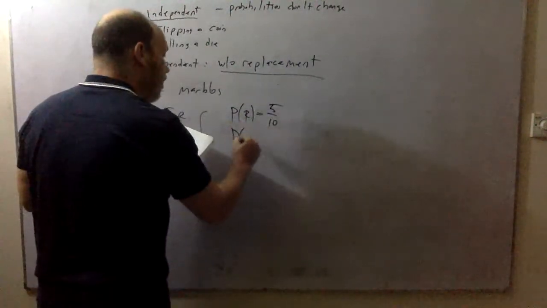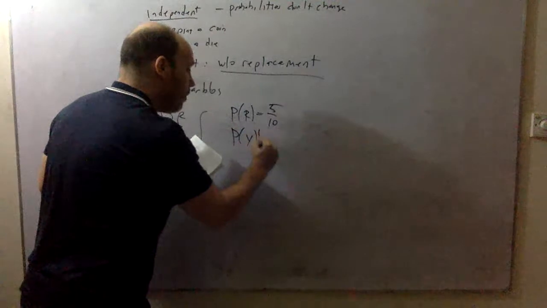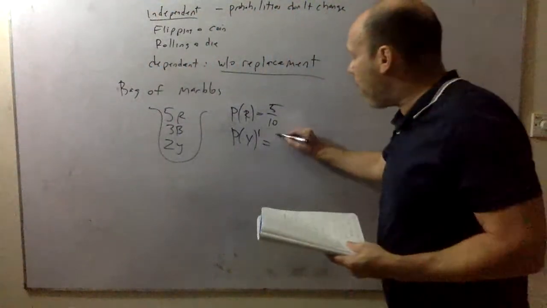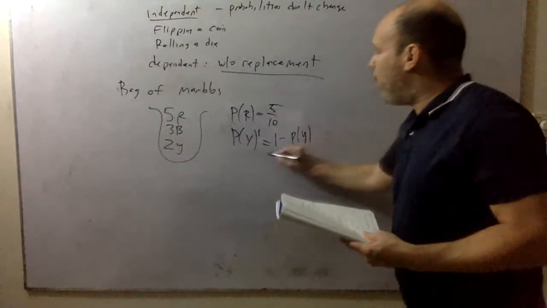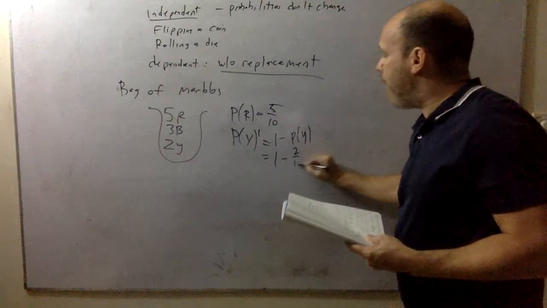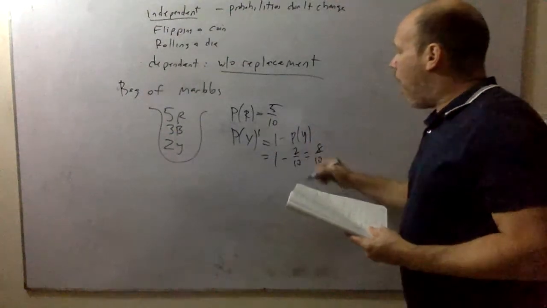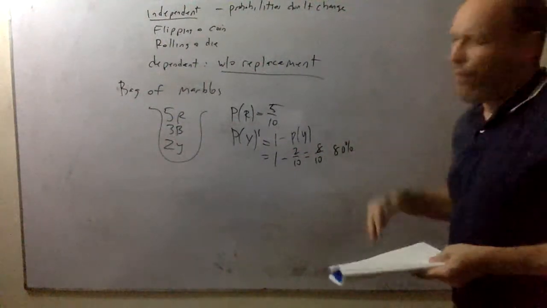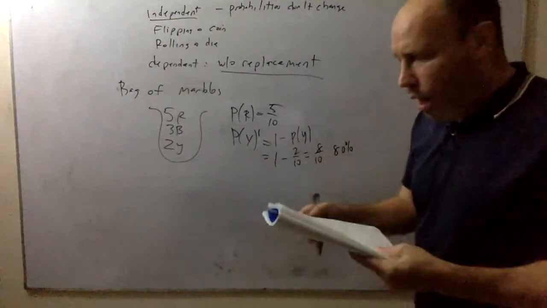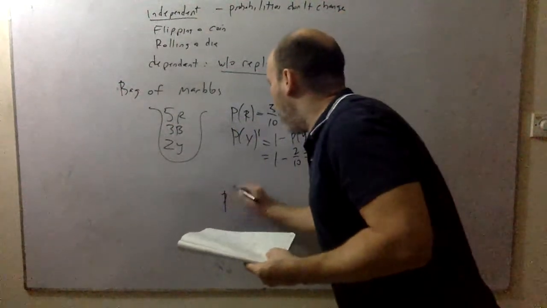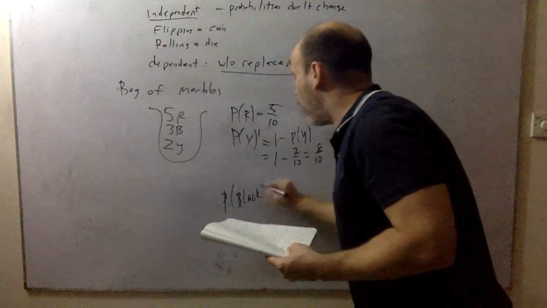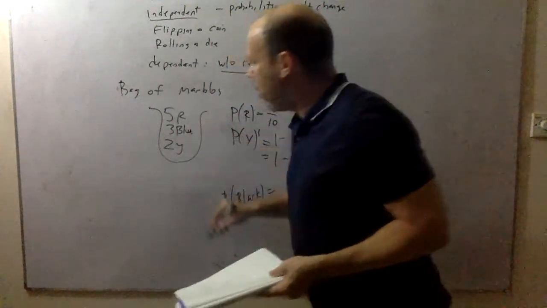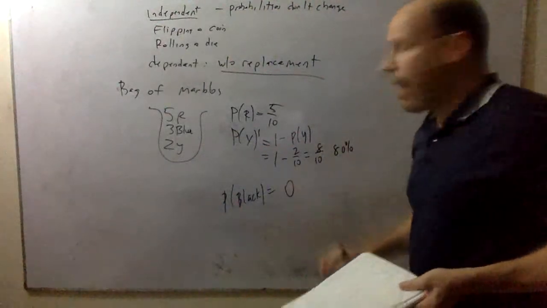What's the probability of not yellow? The easiest way is to change it to 1 minus the probability of yellow. We know the probability of yellow is 2 over 10. Therefore, the probability of not yellow is 8 over 10, or 4/5, or 80%. What is the probability of picking a black marble? Well, you say, Mr. Adler, there are no black marbles in there. There's no black marble, so that's never going to happen.